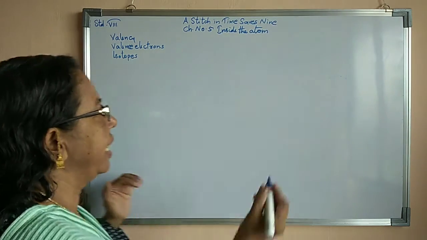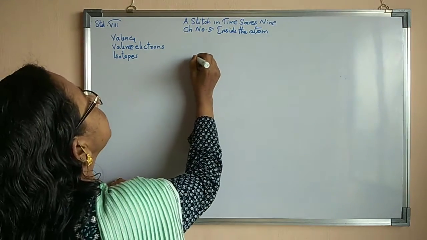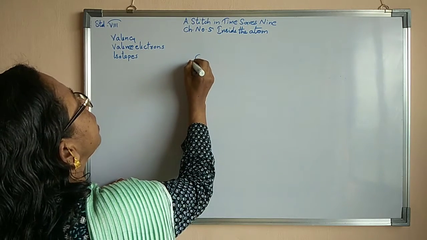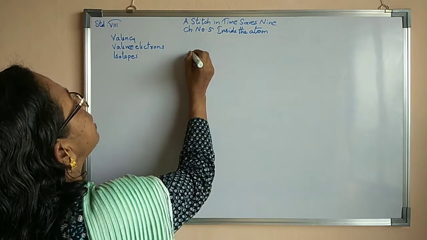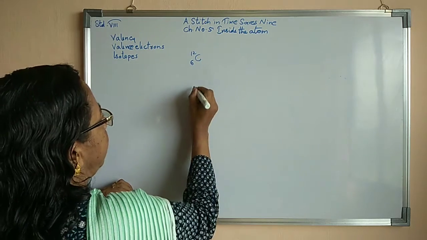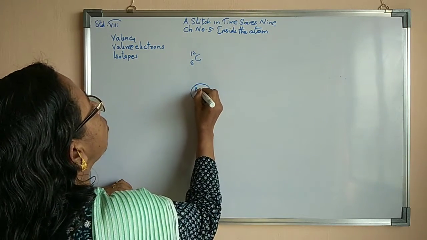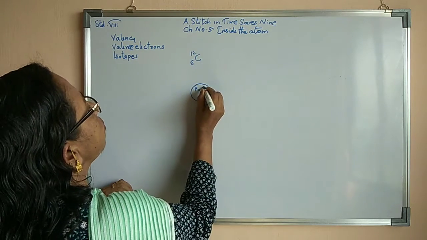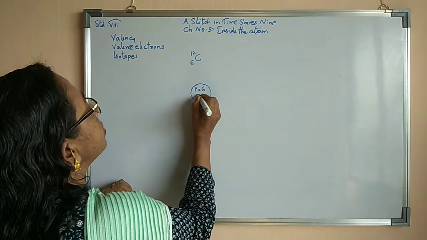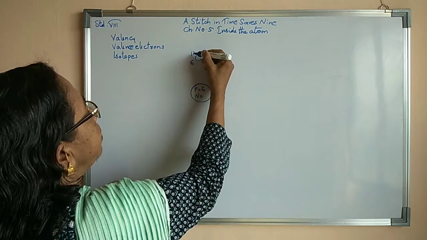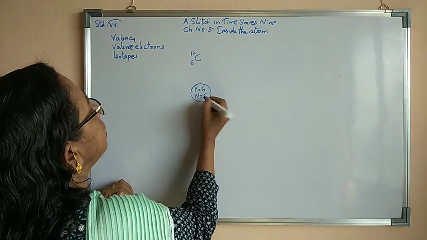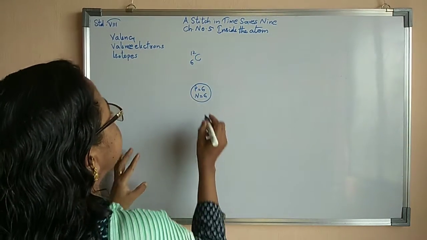For example, I am starting with carbon. Carbon, its atomic number is 6, mass number 12. Here is the nucleus. The number of protons is equal to the atomic number. The number of neutrons is the difference between the mass number and the atomic number. So 12 minus 6 is 6.